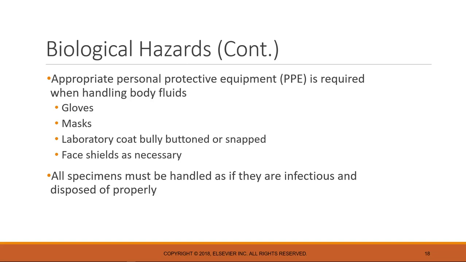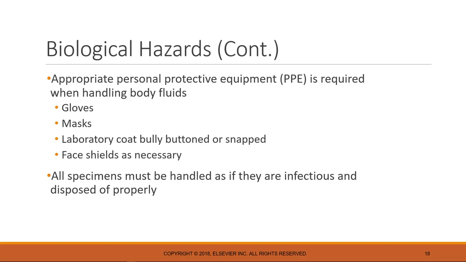I've gone in the laboratory many times and seen techs with the lab coats open. How is that going to protect you if urine spills or a tube of blood breaks and splatters everywhere? So be sure that it is buttoned from top to bottom. Face shields may be necessary as you unstopper samples because there may be splattering. So all of these are the most common types of personal protective equipment used in the clinical laboratory.